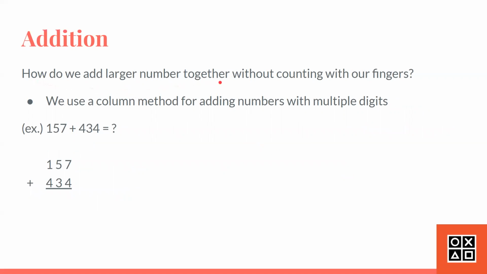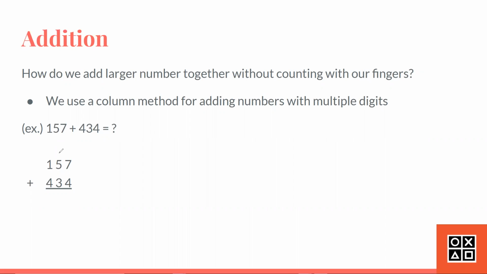How do we add larger numbers together without counting with our fingers? We use a column method for adding numbers with multiple digits. For example, 157 plus 434. So here, I'm going to walk you through how to add each one of these.